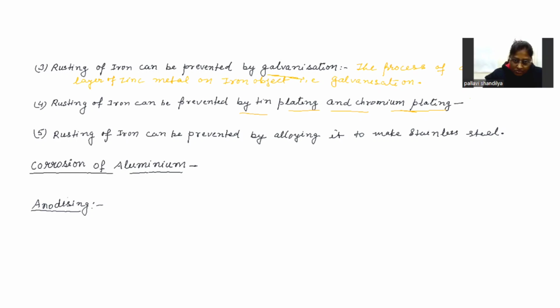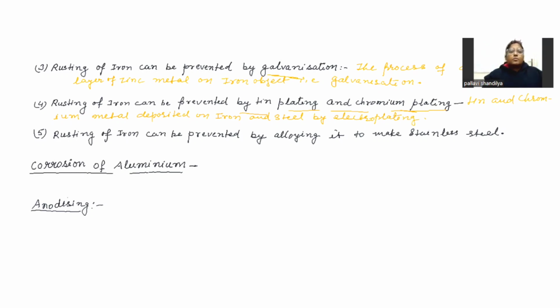So tin, sorry, here tin and chromium metal deposited on iron and steel also, okay, by electroplating. Okay, so this is the fourth thing.